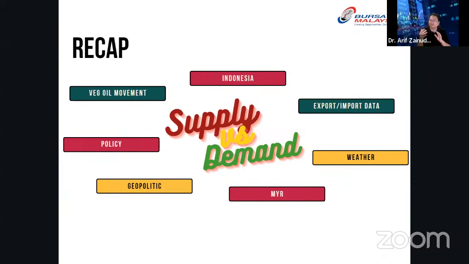Looking at the vegetable oil movements as well, we want to see whether soybean is going up or going down. We want to see whether Dalian is going up or going down. You want to see what is happening globally to the vegetable oils, because it's going to have an effect on FCPO itself. But all these fundamental factors that are affecting FCPO, it all goes back to supply and demand. Remember that it all goes back to supply and demand.